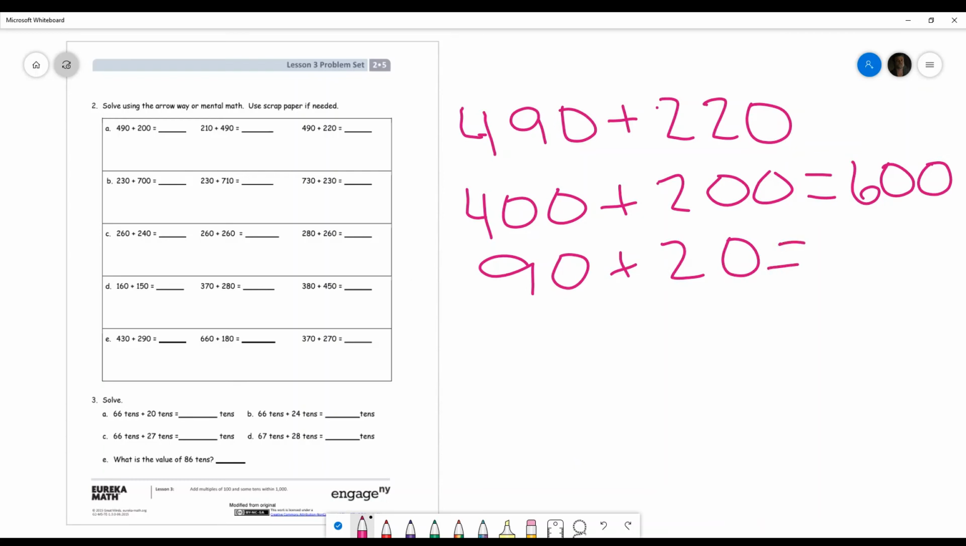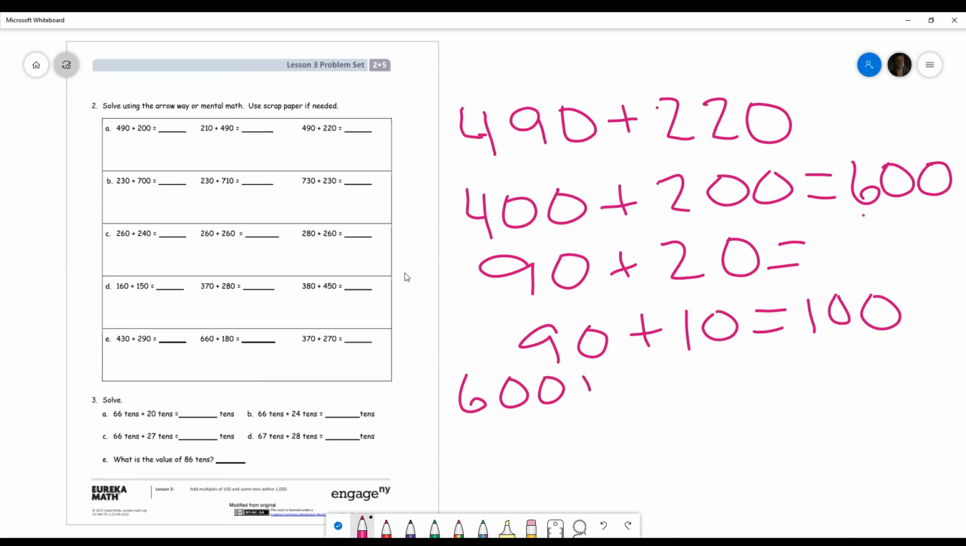What's 9 plus 2? That's 11. And then you have a 0. 110. That might be a little bit harder to add in your head. So you might want to break up your tens. And now you know that 90 plus 10 equals 100. So you can add that to your 600. So now you have 700.